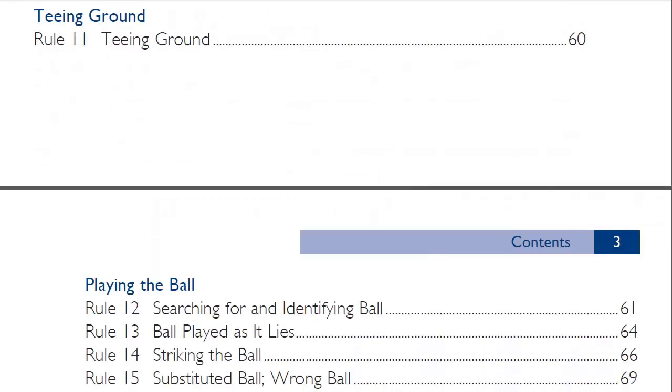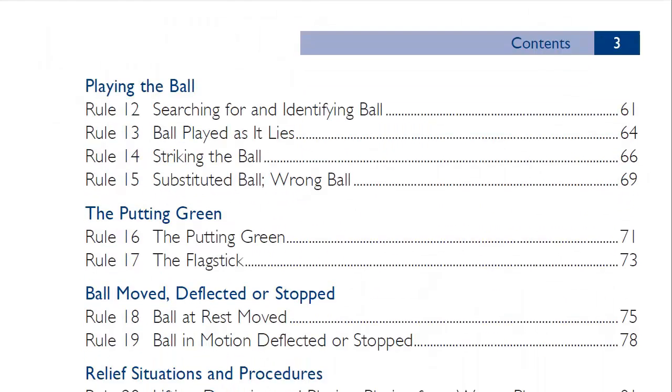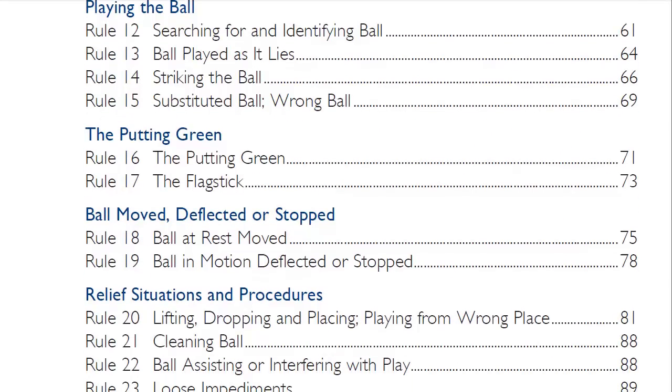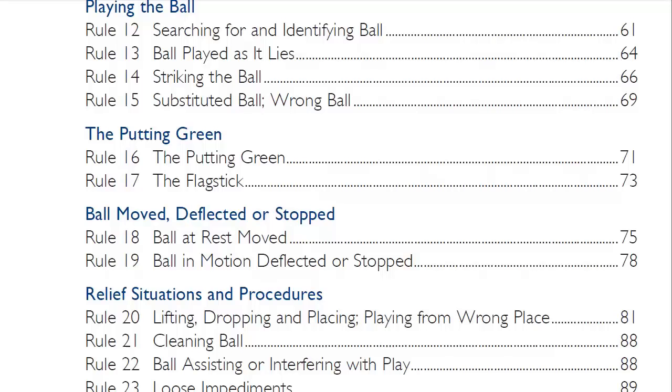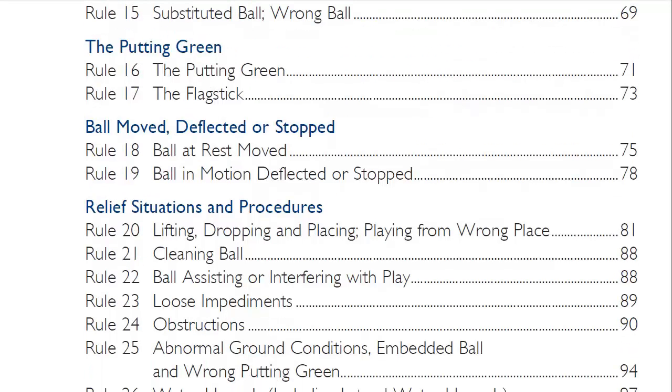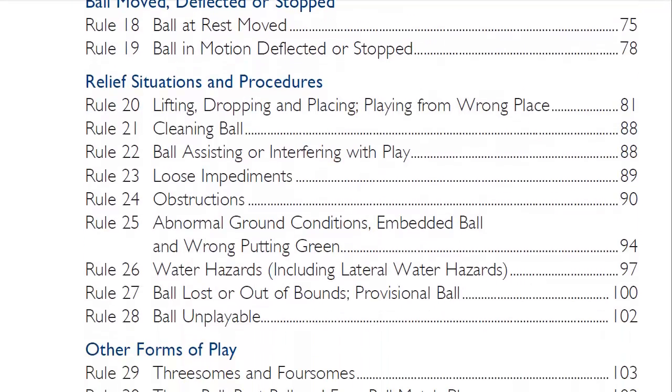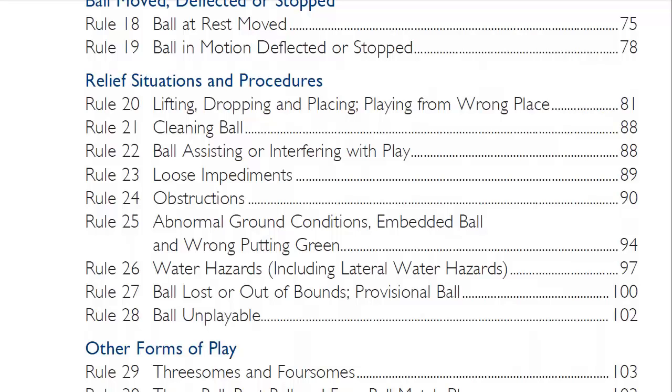Order of play, teeing ground, playing the ball is a whole section, and then putting green, ball moved or deflected. And then when you get to rule 20, this is where it gets interesting. If you start at the top, just the basic lifting and dropping and placing of the ball, the cleaning of the ball, when you can do that. Ball assisting or interfering play, loose impediments, and you can see the list there from rule 20 to 28. So there's 9 rules in total.